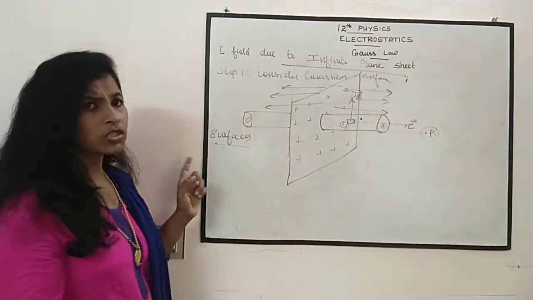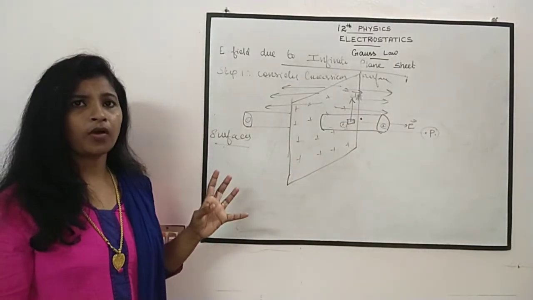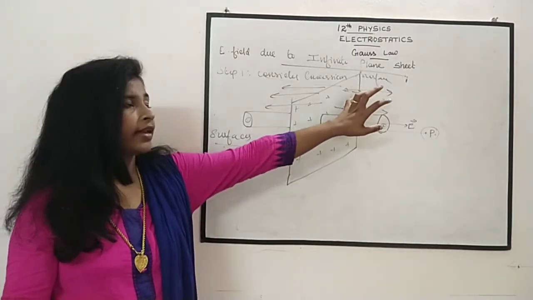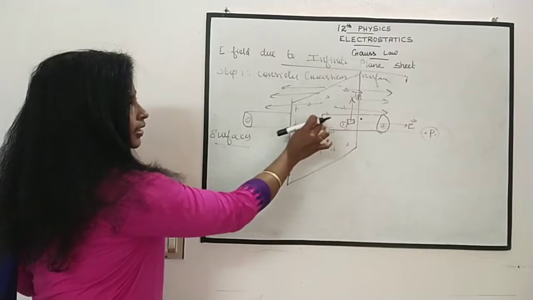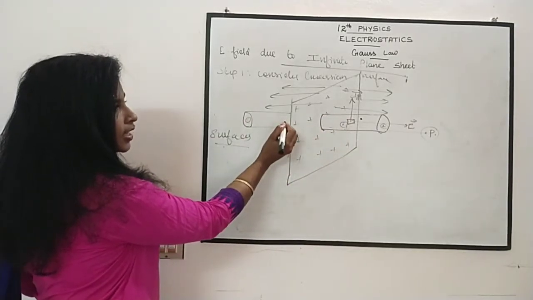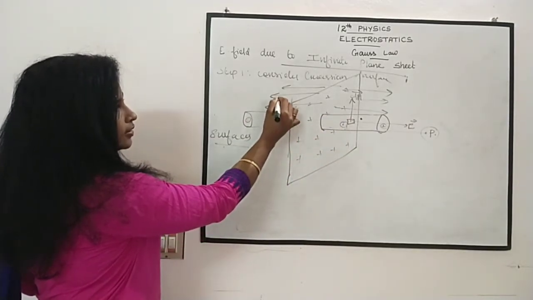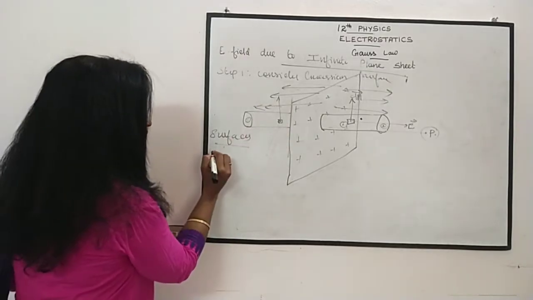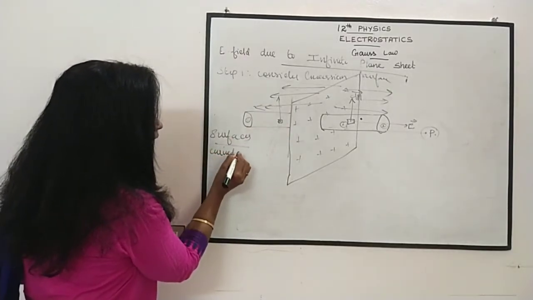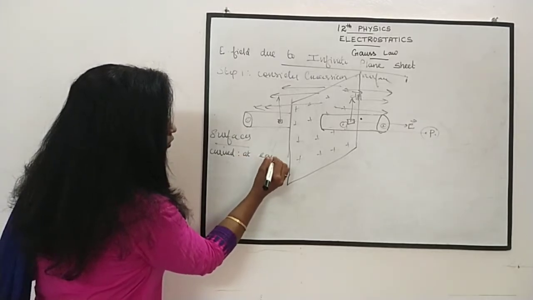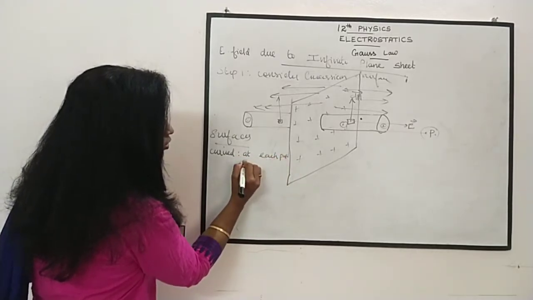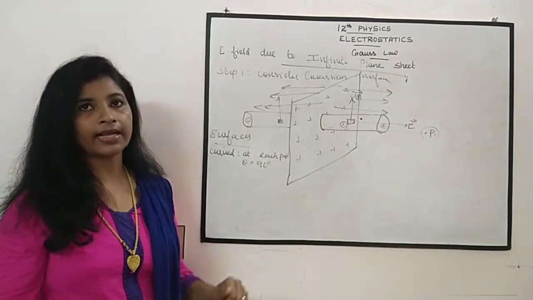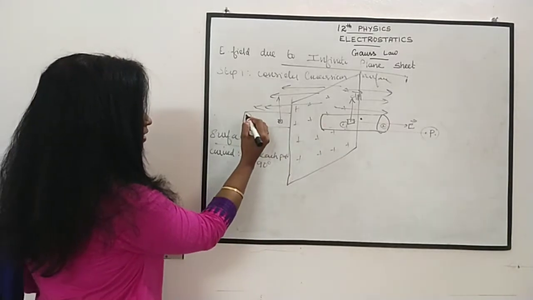So what about this? At each point, the angle theta between the electric field and the area vector is what? Wherever you take it, the area vector will be like this and the electric field is like this. So it is 90 degrees. So at each point for the curved surface, theta equals 90 degrees.